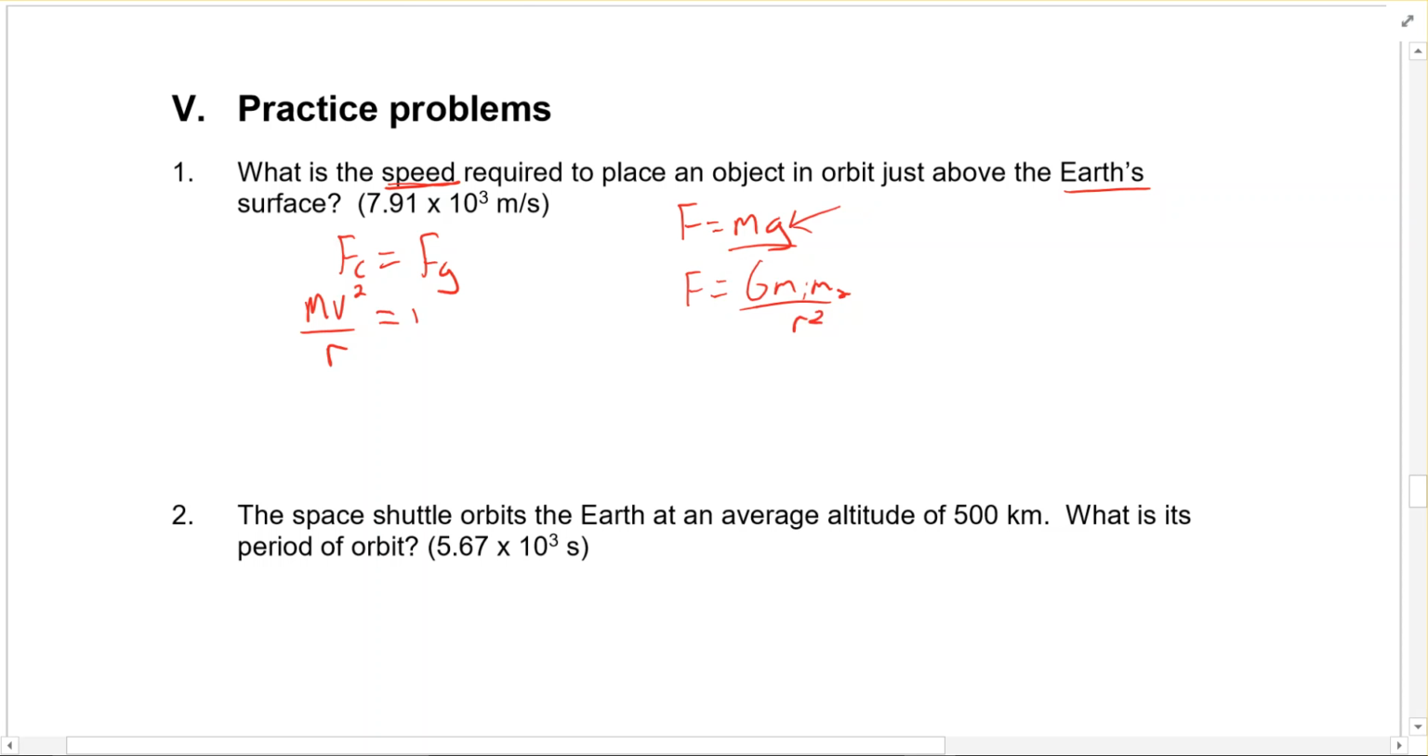So I'm going to go mg. And what's going to happen in pretty much all of these, because the mass of the small thing orbiting doesn't really matter at all, is that they're going to cancel. So m is going to cancel with m. All I really need here is v is equal to g times r, and then take the square root of that.